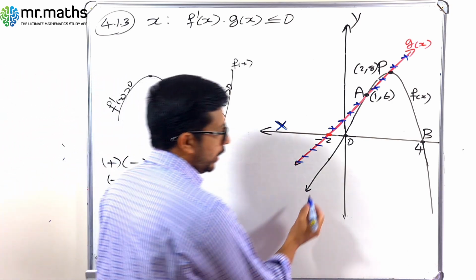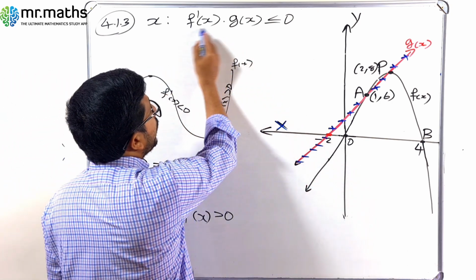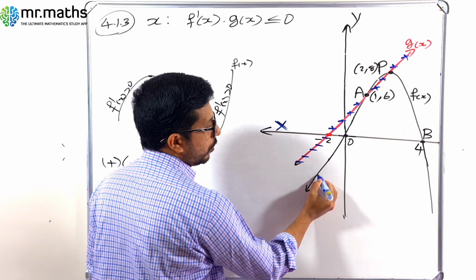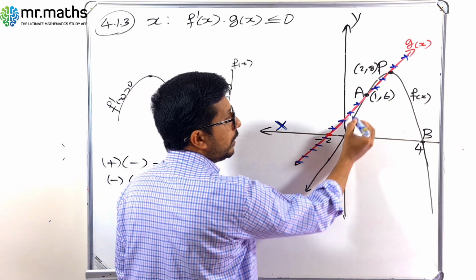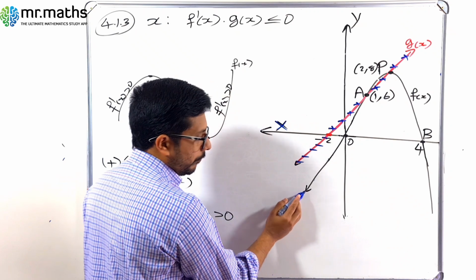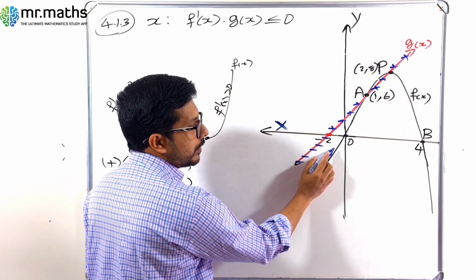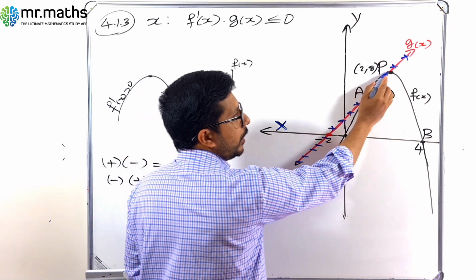Okay, now look at this one. You have to understand here, we are talking about f dash of x. Here f dash of x, and what about f of x? Is it increasing or decreasing? From here it is increasing, am I right, up to this turning point.